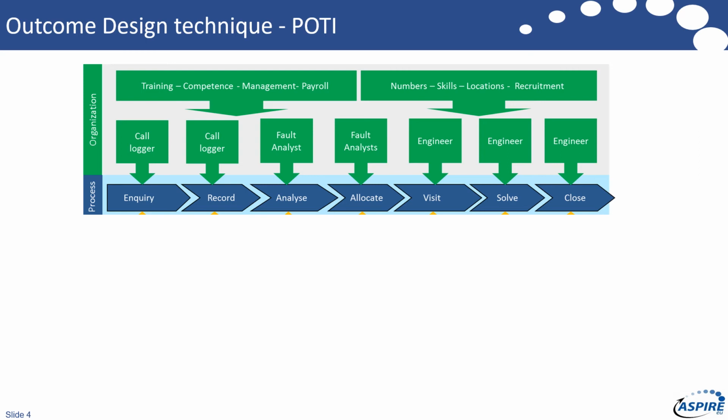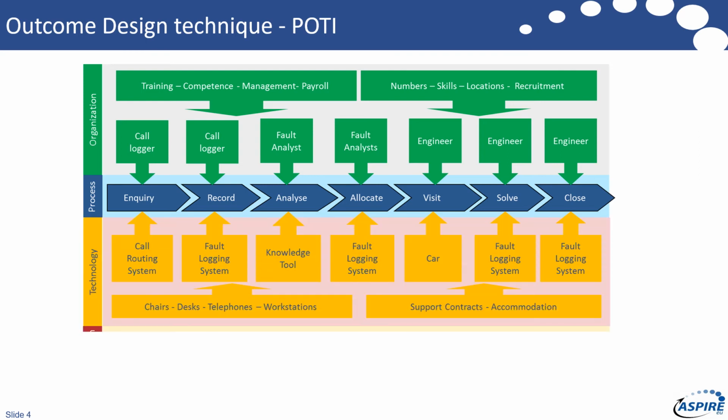How do we go and get new ones if we need them? Recruitment. All right. So when we talk about the O, it's that whole organizational picture that supports the process, because the process is at the core. Without the process, none of this would be needed. And then we look at the next bit, which is the technology to support this.